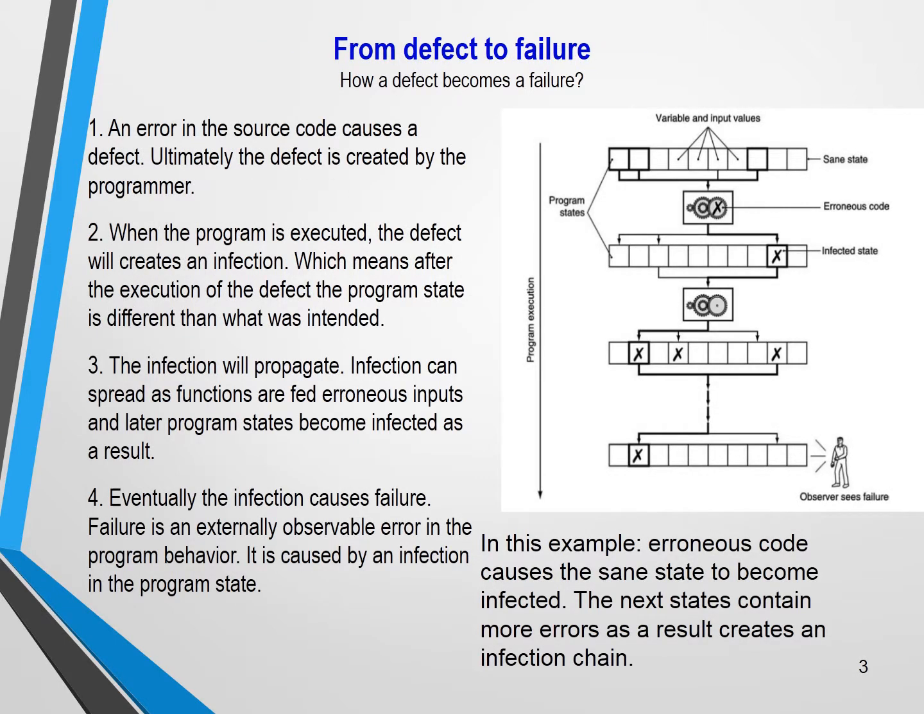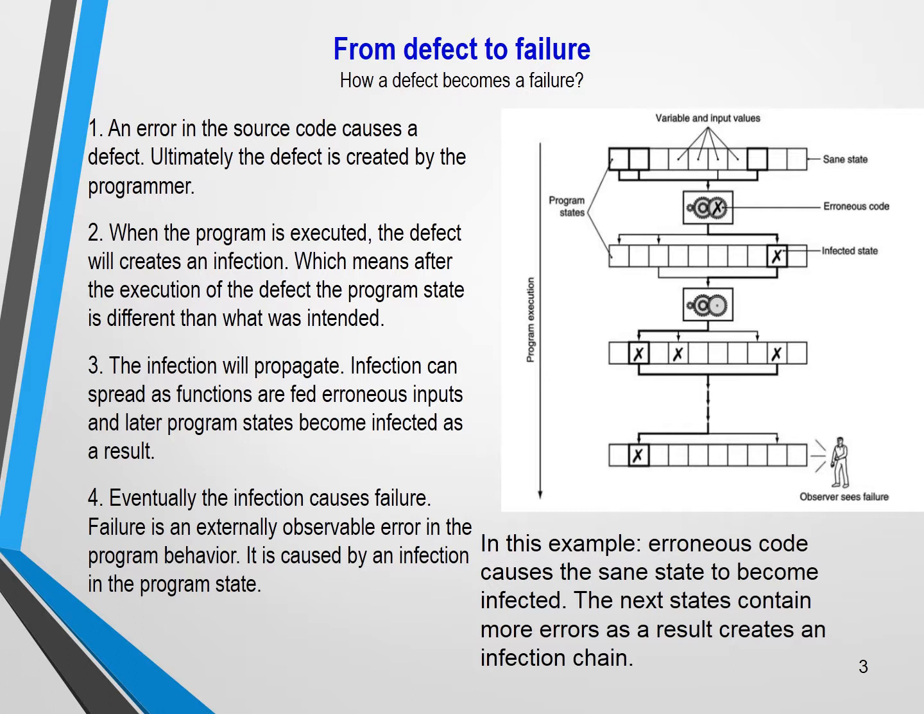From defect to failure, how a defect becomes a failure. First, an error in the source code causes a defect. Ultimately, the defect is created by the programmer. Then, when the program is executed, the defect will create an infection, which means after the execution of the defect, the program state is different from what was intended.